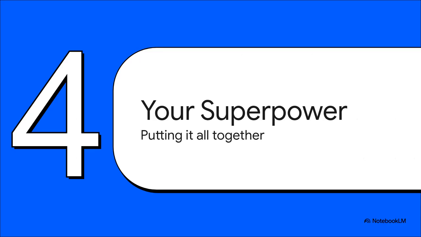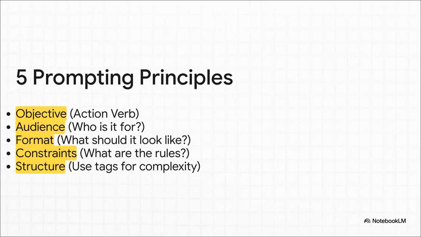Okay, so let's put all of this together. These 5 techniques we've just walked through, they aren't just a few random tips. This is your new prompting superpower. This is it. This is everything you need to remember. Your 5 core principles. 1, have a clear objective. That's your action verb. 2, know your audience. 3, specify the format. 4, add constraints or rules. And 5, for anything complex, structure your prompt. That's it. That's the formula.